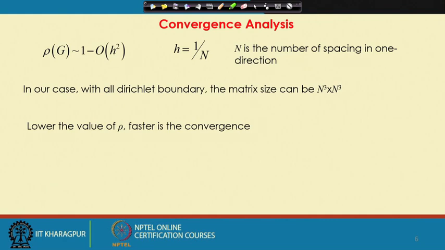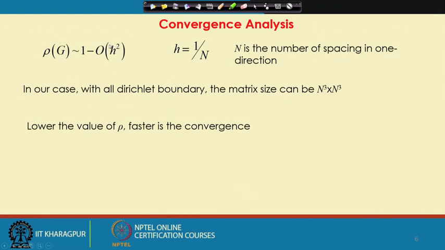So, the convergence will depend on this number n, the total number of internal points in one direction, if I assume that all directions have the same number of points. The lower the value of rho, the faster the convergence. That is what we discussed: if we can reduce this value, we will get faster convergence. To reduce this value, this should be small, that means this number should be high. In order to have a high number here, this n should be small. So, rho G is small.